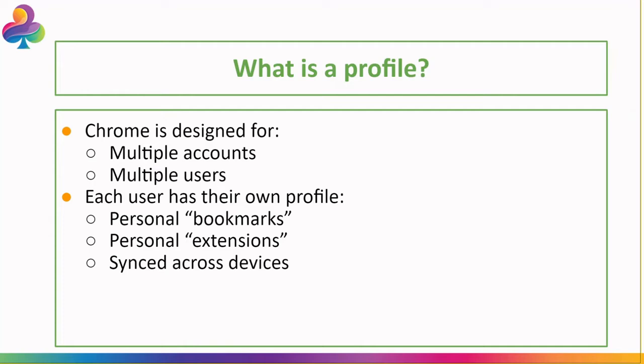So Chrome is actually designed for use by people who have multiple accounts or by multiple users. So if you have several people using the same computer, they can all have their own profile. And each user, with their own profile, can have their own personal bookmarks, and we can look at those when we see the actual browser. And you can also have personal extensions. These are added features which give you extra functionality within Google Chrome.